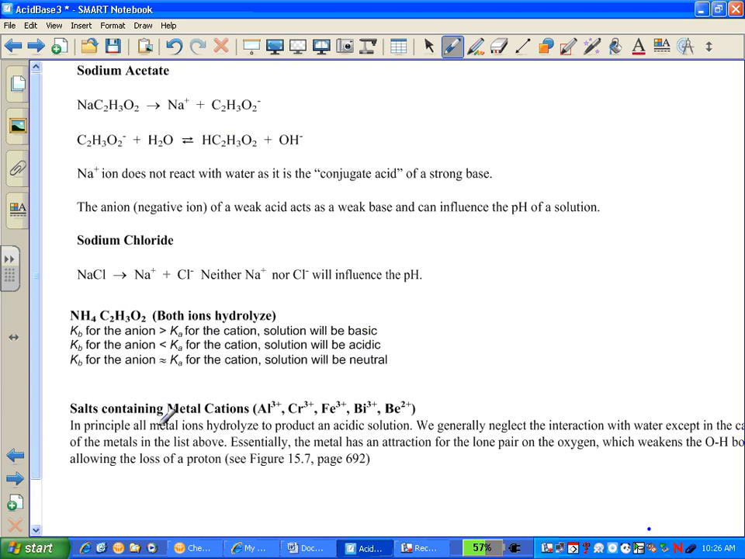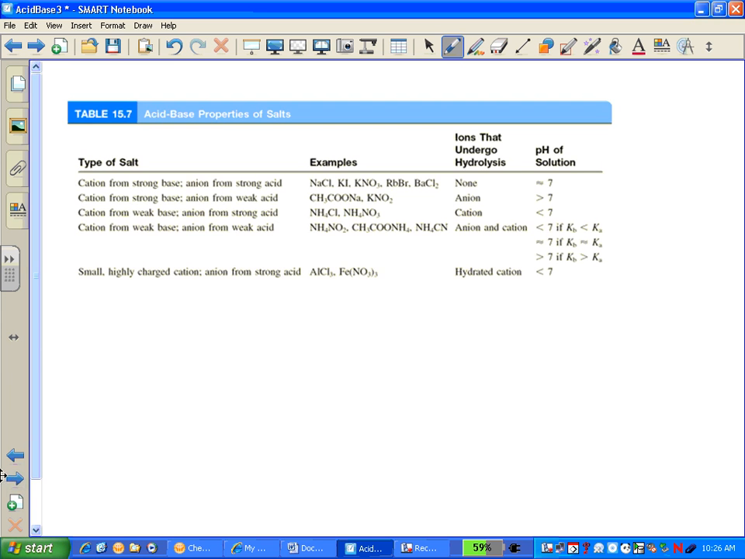Okay, we're going to discuss the salts containing these in class using a diagram. But for now, what you can look at is that if you've got one of these ions in solution, so this is another list that you need to memorize, the pH will actually be less than 7. And we'll go over that in class with a diagram. Okay, this summarizes the situation that we have in terms of deciding whether a salt is going to produce an acidic, basic, or neutral solution.